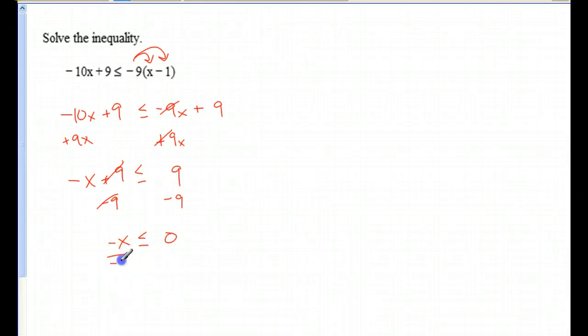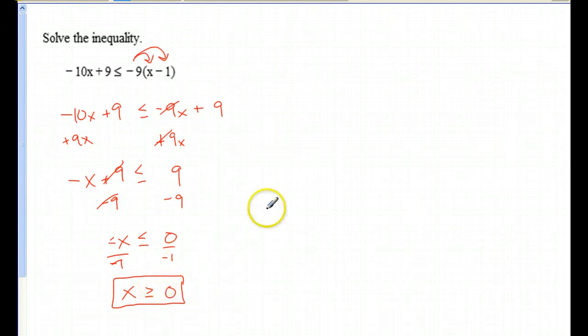So if I divide away a negative, I get an x. Over here, 0 divided by anything is 0, but you divided by a negative, so you've got to change that order symbol. So x is greater than or equal to 0.